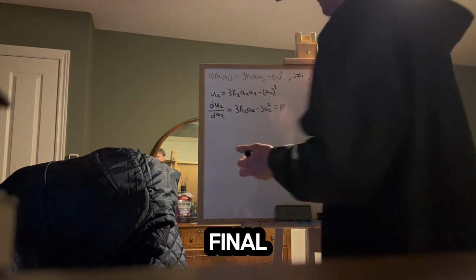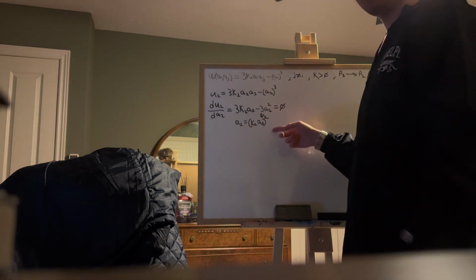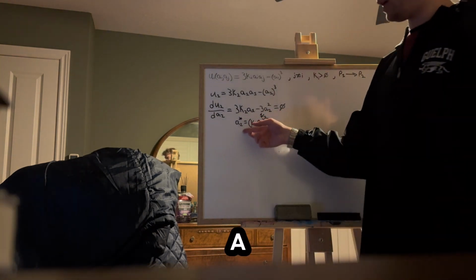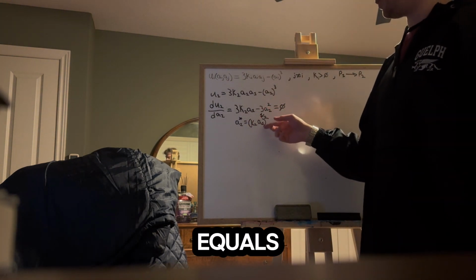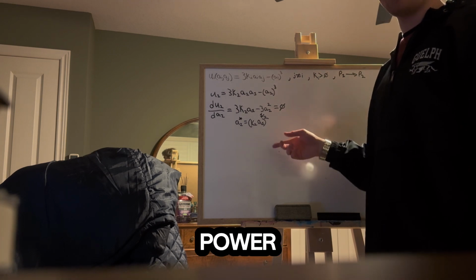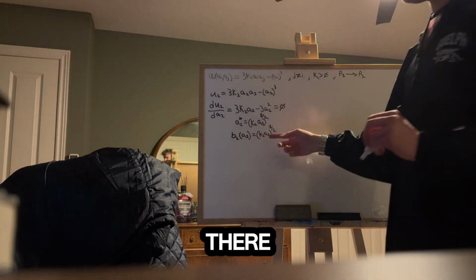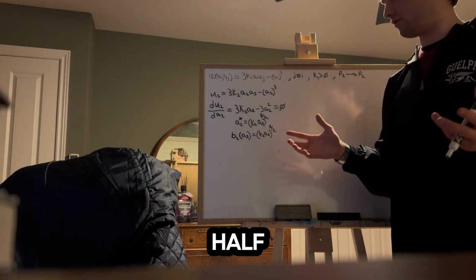So your final answer: A2 star equals K2A1 to the power of 1/2. Or your best response for firm 2 with respect to firm 1 equals K2A1 to the power of 1/2. Right there. So we've already solved half of it.